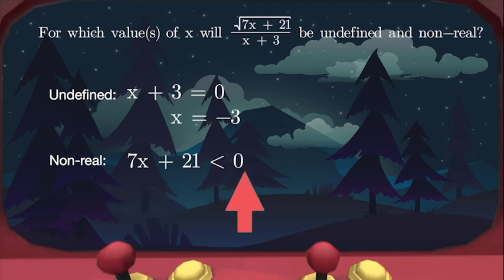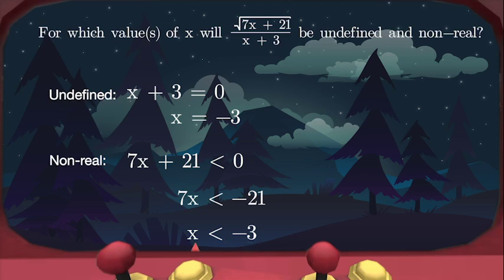So this becomes a normal linear inequality. When 7x plus 21 is less than 0 and we figure out what x is, then this part will give us a negative value. So we take this plus 21 to the other side. So we have 7x is less than minus 21. And then we simply divide by this coefficient, which is 7, and minus 21 divided by 7 will give us x is less than minus 3.